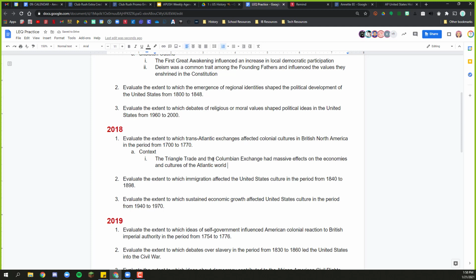So the Triangle Trade, which is the trade of goods specifically, and the Columbian Exchange, which is more of a food transfer and disease transfer, have massive effects on the economies and cultures of the Atlantic world. The Atlantic world is literally anything that touches the Atlantic, so Europe, Africa, and the Americas. It's just a faster way of saying that than having to say all three of those things.